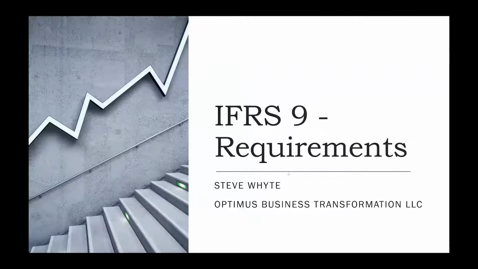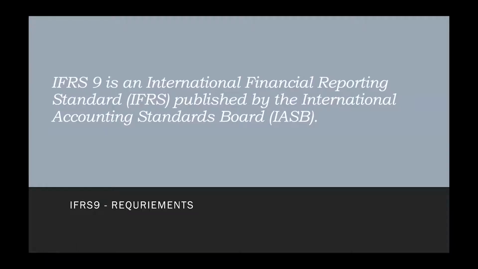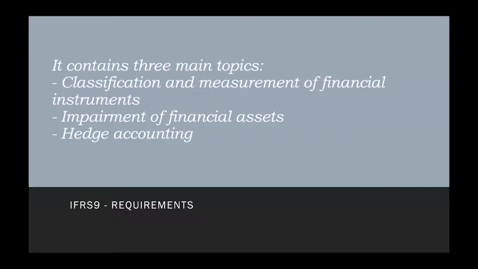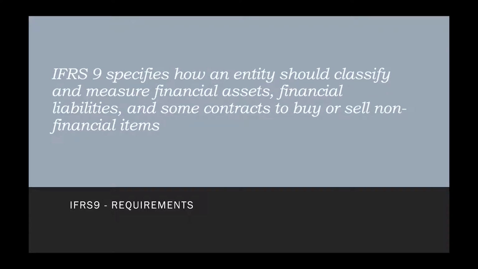All right, so IFRS 9 requirements. What really is IFRS 9? Well, you know that IFRS is an international financial reporting standard, which is published by the International Accounting Standards Board, the IASB. And when you're talking about IFRS 9, it generally contains three main topics. One, it deals with the classification and the measurement of financial instruments. It also deals with impairment of financial assets. And thirdly, hedge accounting.